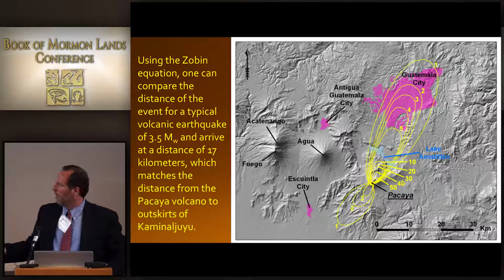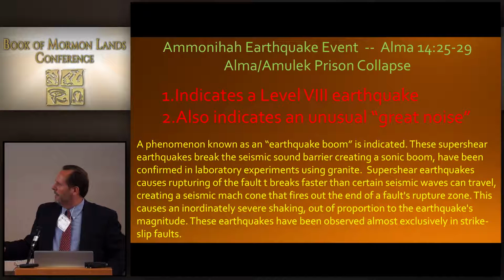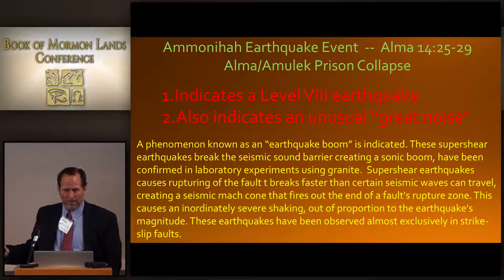The Ammonihah event: the way they described it, a level 8 earthquake, they had this unusual great noise, which Kirk and I have argued about, that great noise. There's a phenomenon most people aren't aware of called an earthquake boom. You can get sonic booms off of certain types of earthquakes. They're called supershear, and they typically only occur in certain environments.